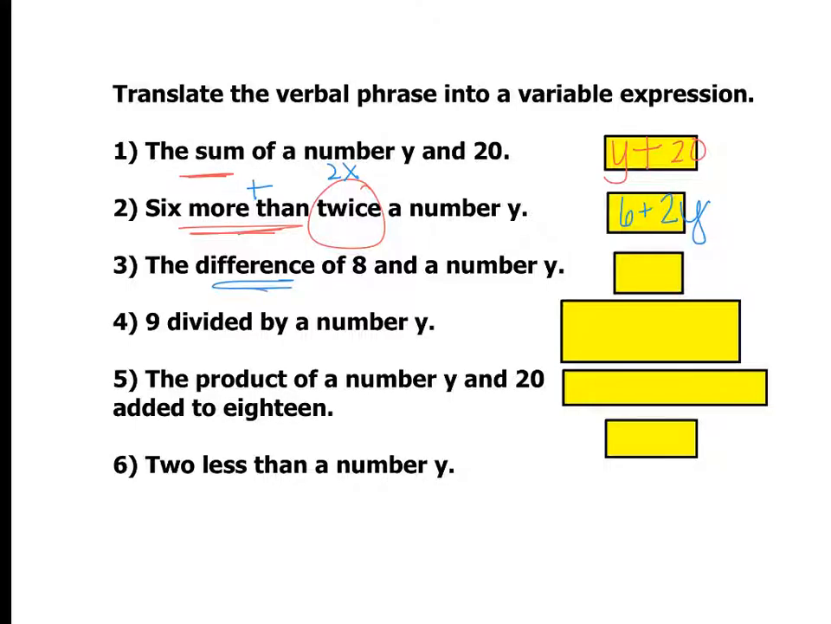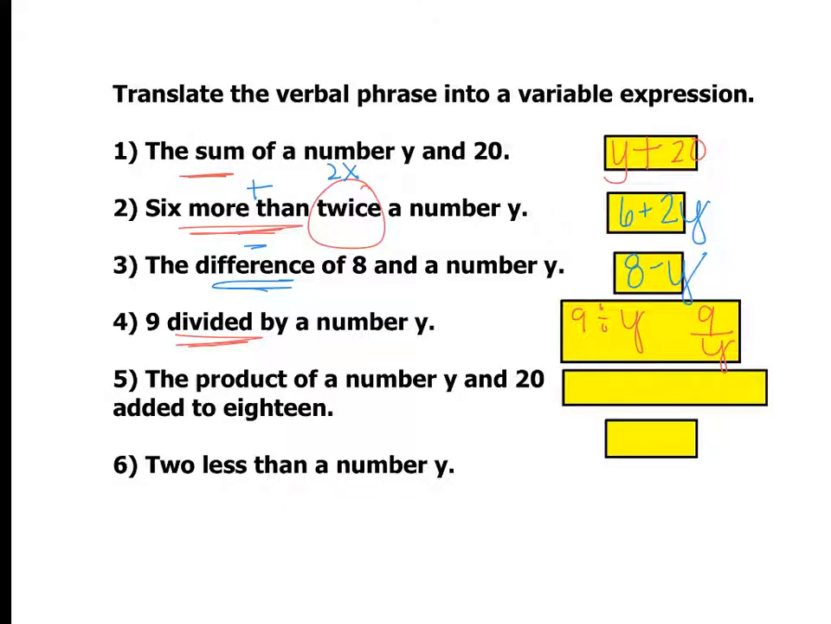Number 3, the difference. Difference is the key word here. That means subtraction. The difference of 8 and a number y. So 8 minus y. Number 4, 9 divided by a number y. So 9 divided by y. Now I also want you to remember, in the last lesson we reviewed that division is the same as a fraction bar, so we could have written that as 9 divided by y as well.